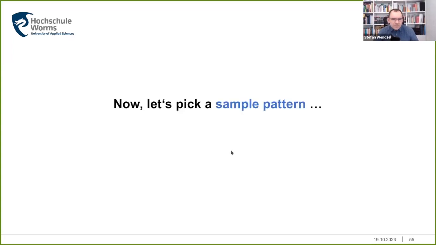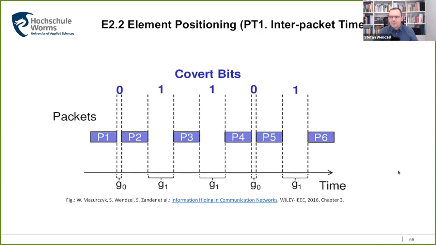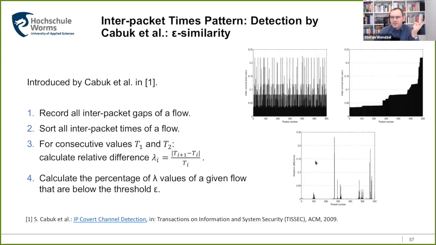Now, let's pick a sample pattern, and as mentioned, we will use again this inter-packet times or element positioning pattern where we modify inter-packet gaps. I will briefly introduce two detection approaches. Classical approaches by Cabuk et al. So the first one is the epsilon similarity. You record the flow's inter-packet gaps. So let's say for these 600 packets, you measure the inter-packet gap or inter-arrival times.